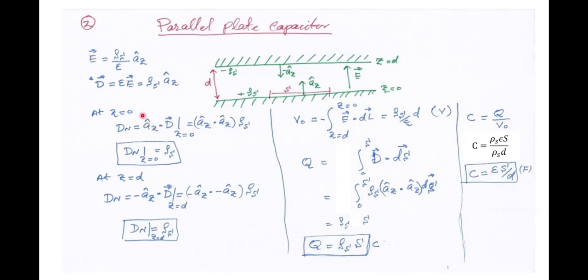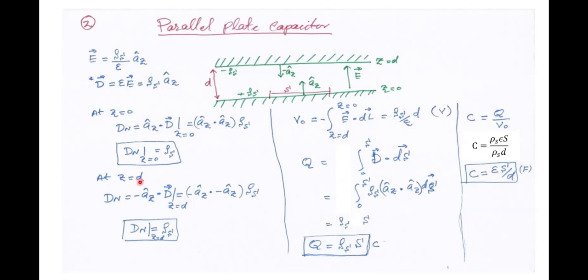which is actually a unit normal to the conducting sheet at z equal to 0 plane and z equal to d plane. At z equal to 0 plane, the unit normal to the conducting sheet is directed towards the positive z axis, and at z equal to d plane, the unit normal to the conducting sheet is directed toward the negative z axis. So in this case, the D_N component of D field becomes equal to the surface charge density at z equal to 0 plane.